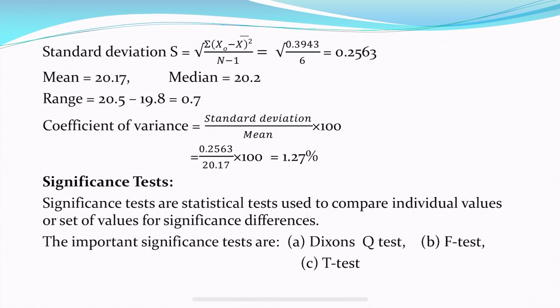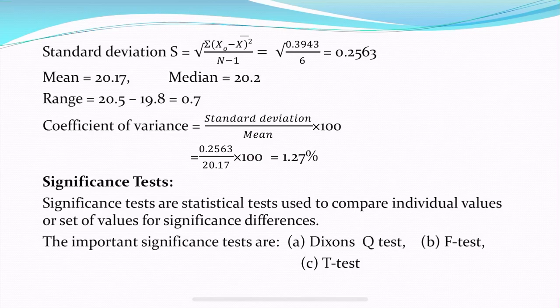And in the last few minutes of my previous class, we understood coefficient of variance. What is meant by coefficient of variance? It is another way of representing the precision of data, and the mathematical expression for coefficient of variance is standard deviation divided by mean, multiplied by 100.